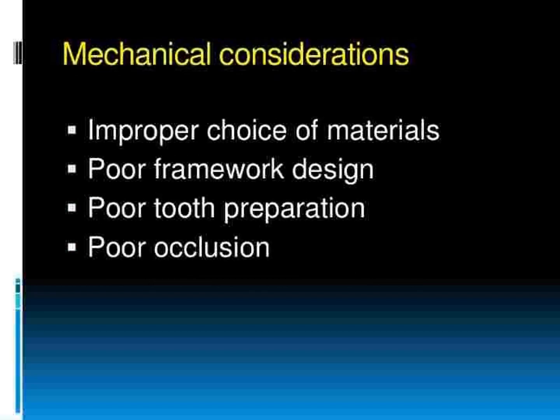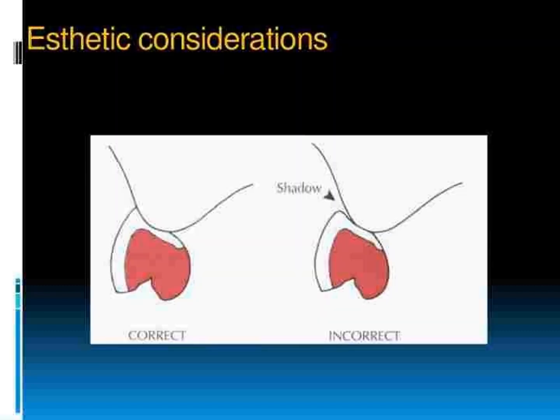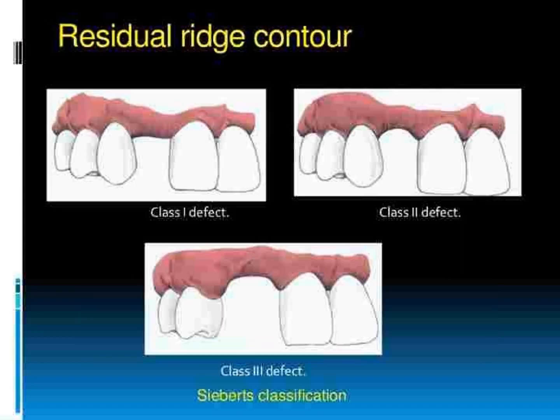When you come to the mechanical consideration, it should be made of a material that withstands the masticatory forces, the framework should be designed properly, and the tooth preparation should accept the contour of the pontic, which should contact the occlusion. Aesthetic consideration: the aesthetics of the pontic should match the retainer of the fixed partial denture.